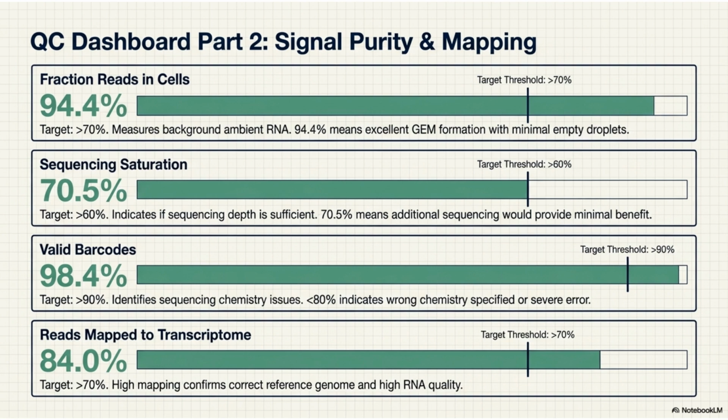Part 2 of the QC dashboard evaluates signal purity and mapping. Look for fraction reads in cells and valid barcodes above 90% for minimal empty droplets and correct chemistry. Sequencing saturation over 60% indicates sufficient depth, and reads mapped to transcriptome over 70% confirms high quality.